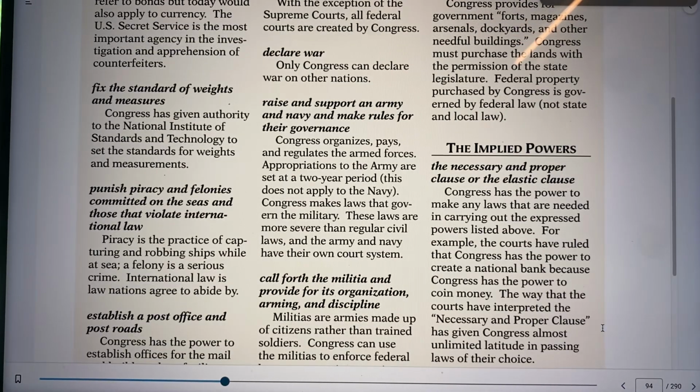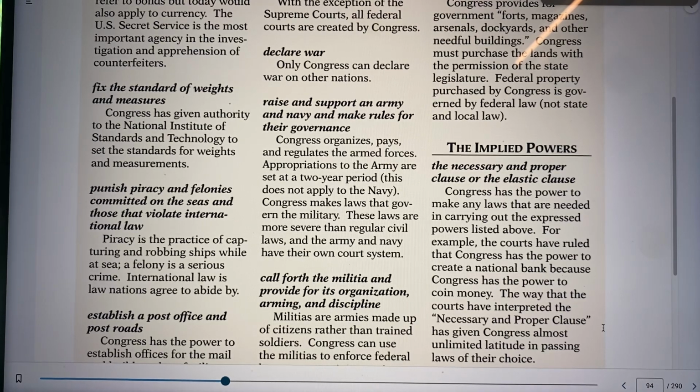To raise and support an army and navy and make rules for their governing. So here it goes. Congress organizing, pays, and regulates armed forces. Appropriations to the Army are set at 2-year periods. This does not apply to the Navy. So Congress makes laws and governs the military, and these laws are more severe than regular civil powers.